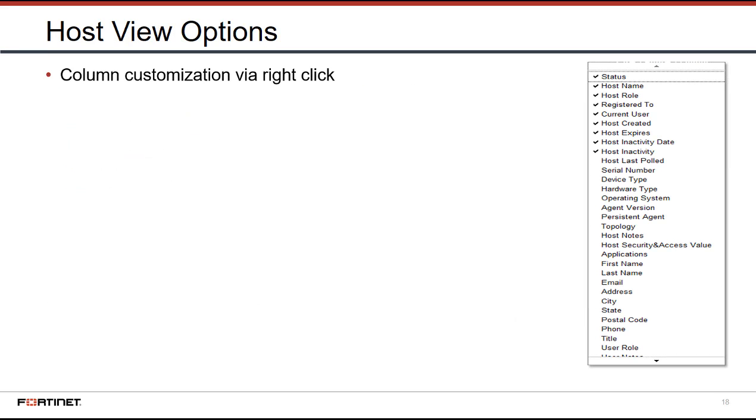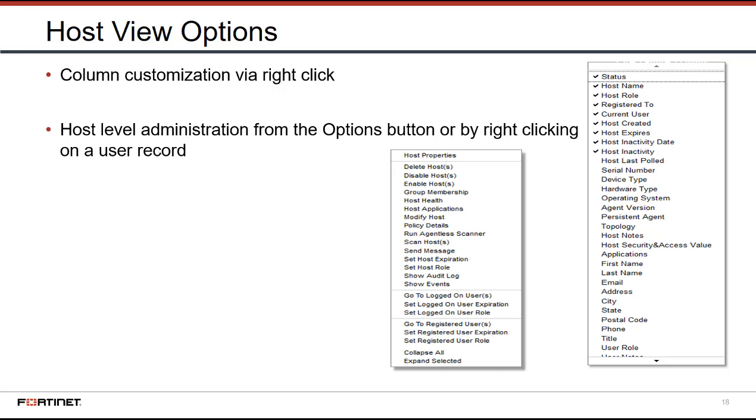Just like the user view, if you right-click on any column header, you can choose what columns of information are displayed for that particular view. If you right-click on a host entry, you get access to host properties. And then you have a whole section of things we can do to that host. We can delete, disable, enable, and look at the host's health information and policy detail information. We can send messages to the host and set a host expiration.